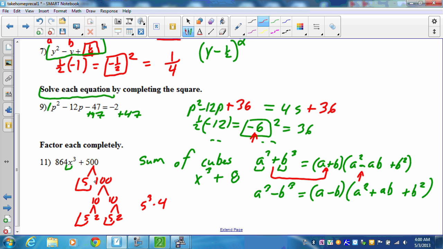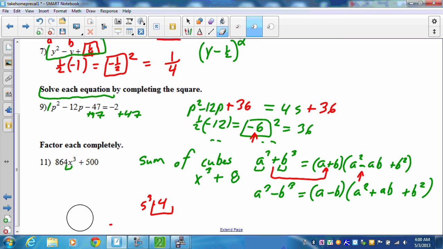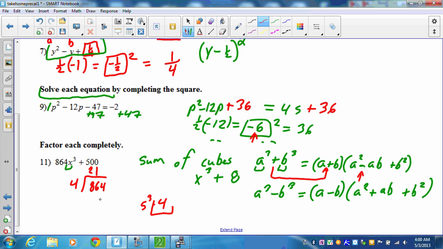So let's see what happens when we take out the 864. So we want to try to make this nice and clean. So let's first try to divide 864 by 4. So of course if you divide that, 864, you're going to get a 2, a 1, and a 6. So 216 times 4 is 864.